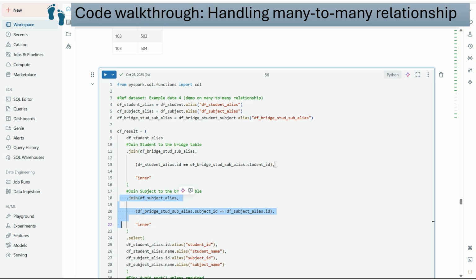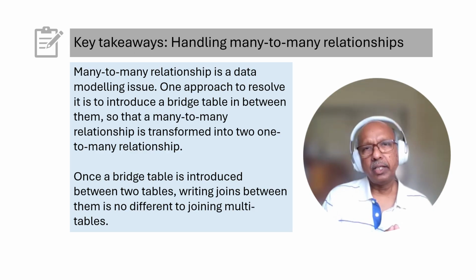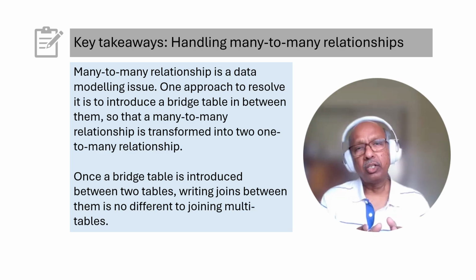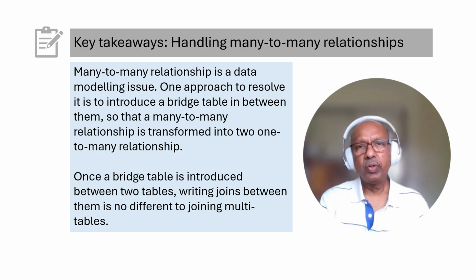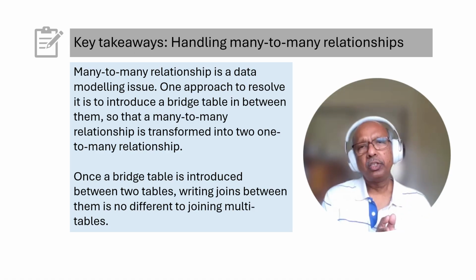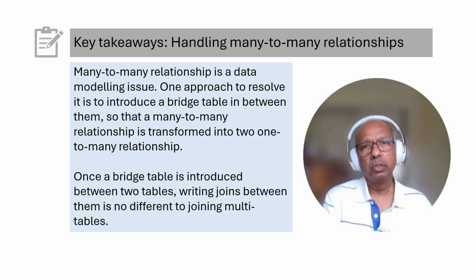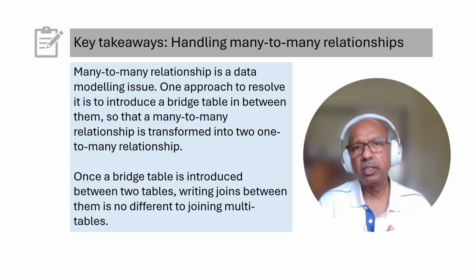So the key takeaway from this part is many to many relationships is a data modeling issue. Having said that, it is possible to resolve that many to many relationship, and for that one approach is to introduce a bridge table between them. That way, a many to many relationship can be transformed into two one to many relationships. Once we resolve that issue, then writing the joins between them is no different to joining three different tables.